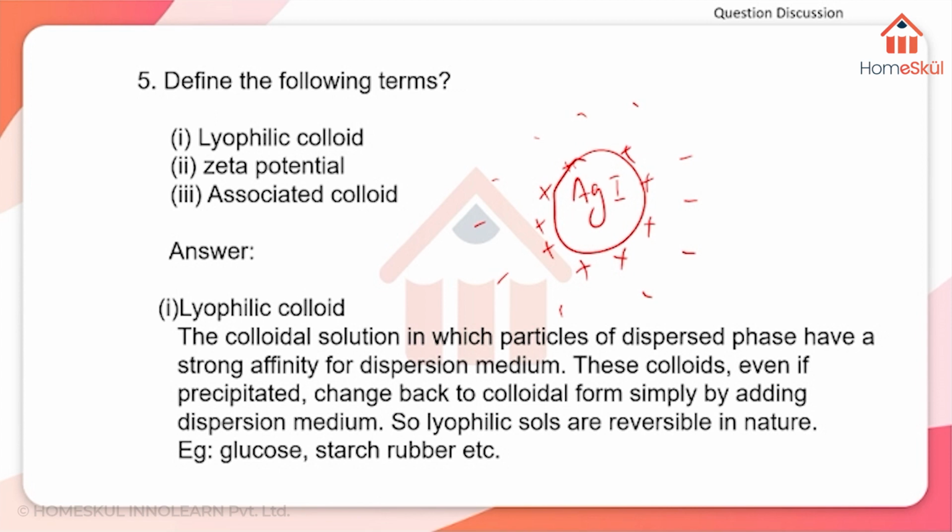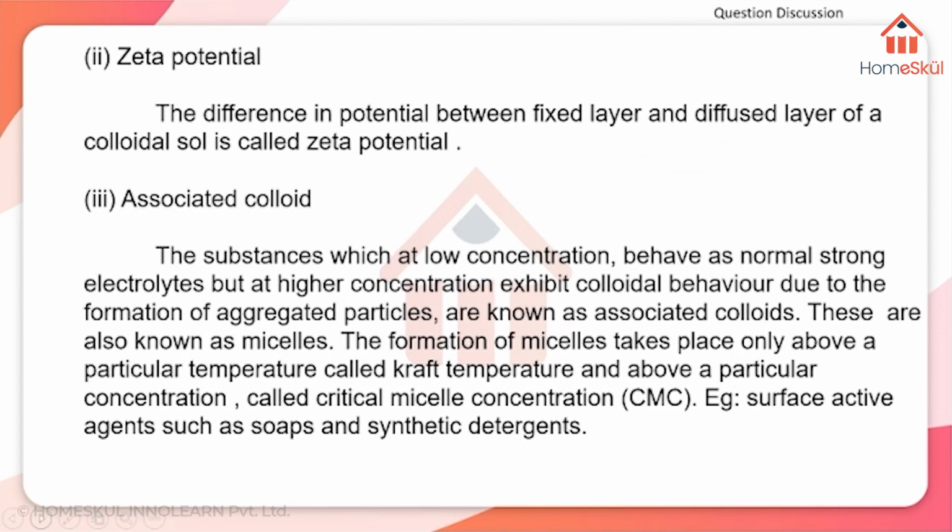Okay, this positively charged layer is called the fixed layer, and this negatively charged layer is called the diffuse layer. There is a potential difference between these layers, and that is called our zeta potential. That is, the difference in potential between the fixed layer and the diffuse layer of a colloidal sol is called a zeta potential. Now, moving to the next question, that is our associated colloid.